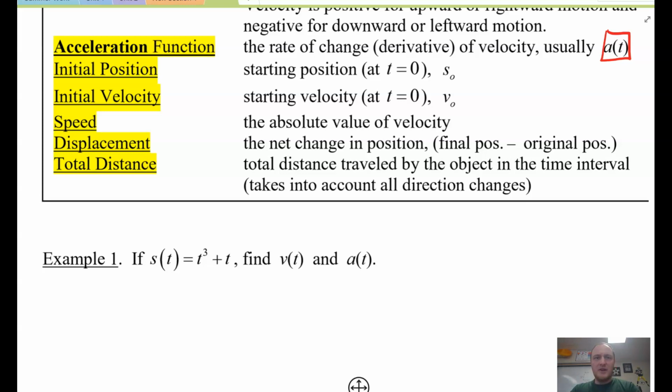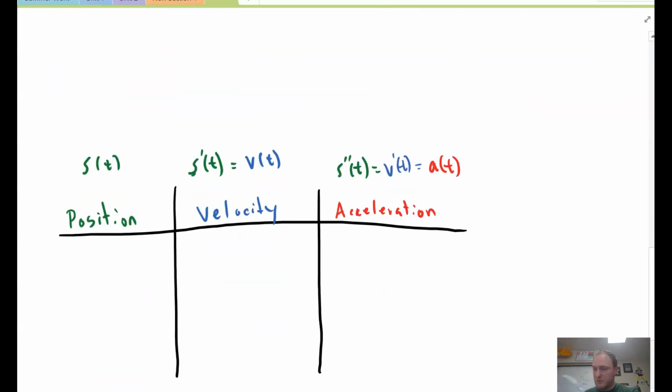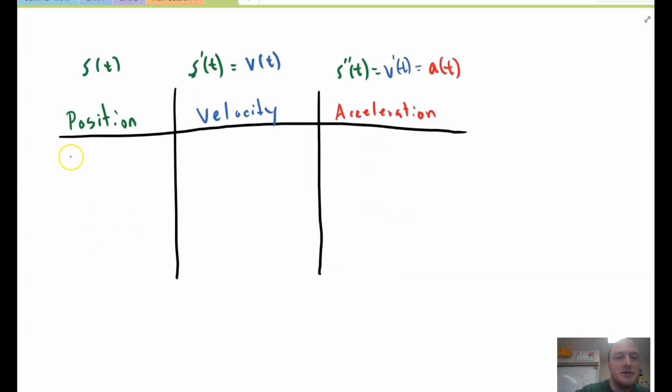Now, another way that you'll see this too here, note they say s naught and v naught. That's how you pronounce that, s naught, v naught. And that's just a term for initial position. So I can write right here, initial position, and this is when t is equal to 0, also known as s of 0.